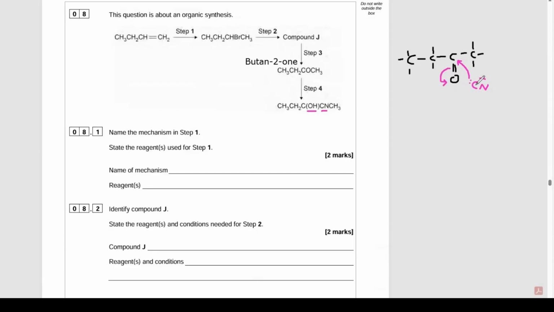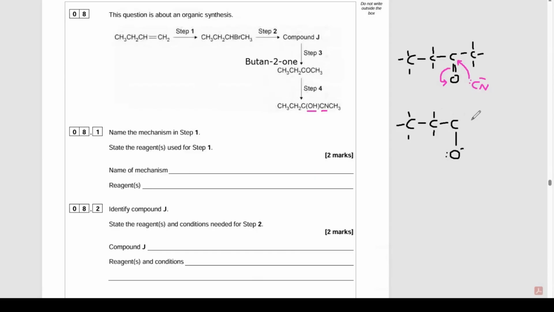And because carbon is in group 4, it can only have 4 bonds. It can't have 5. So in order to form this bond with the nitrile, it's going to have to sacrifice one of its double bonds. So put those curly arrows on and then draw the intermediate.